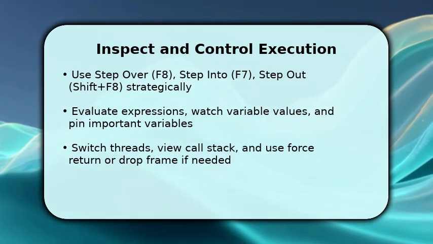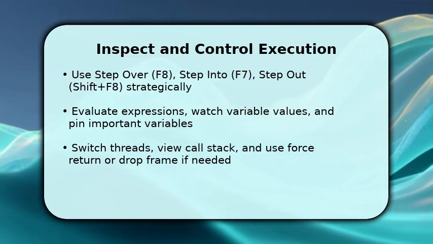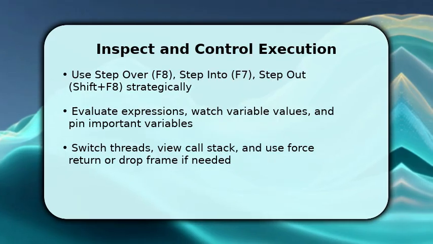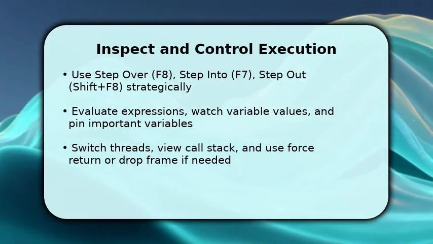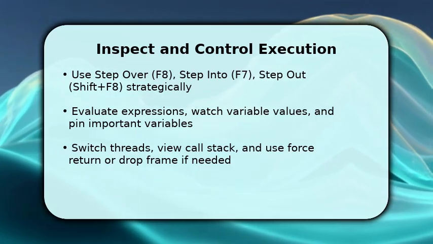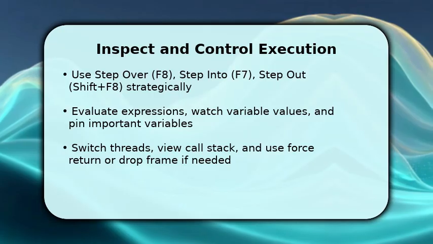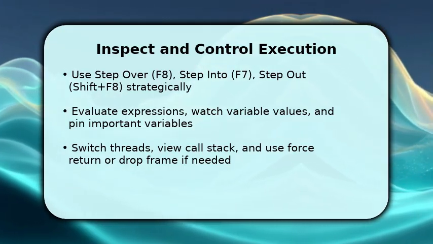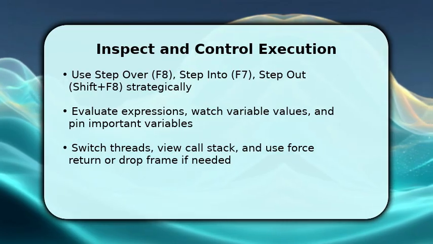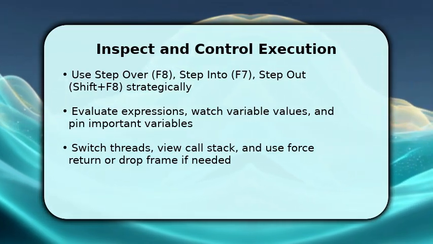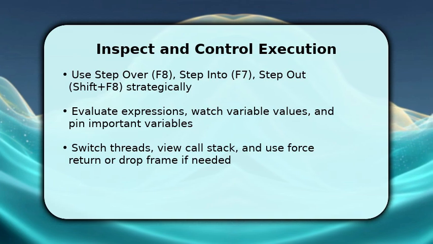Use step over for the current line, step into when you want deeper call context, and step out to finish the current function quickly. While paused, expand variables and pin those you monitor frequently. Use the Evaluate Expression tool to run quick snippets and mutate state for experimentation. Also switch between threads to find race conditions and inspect the call stack to trace the origin of values. These controls let you narrow root causes without guesswork.